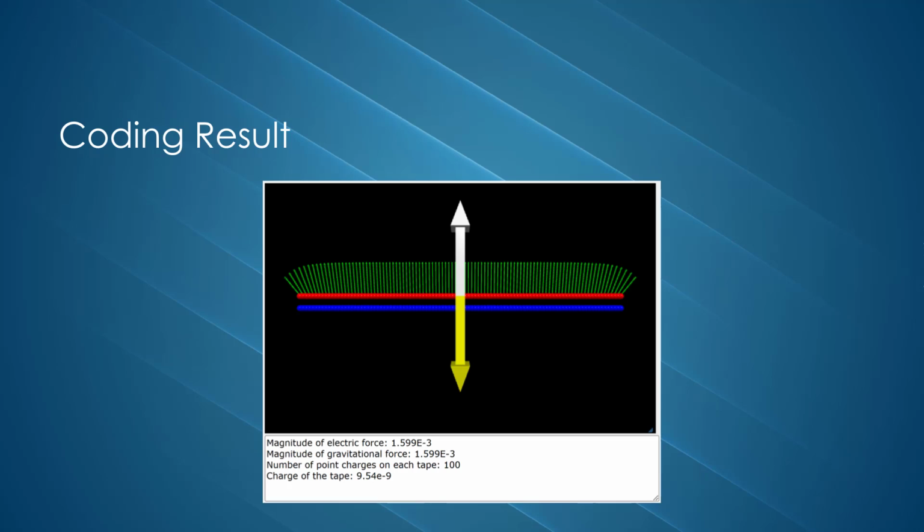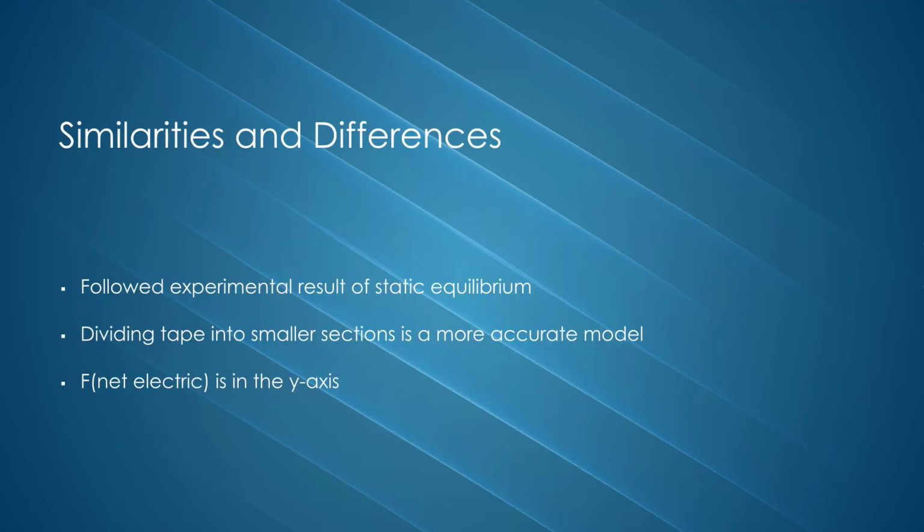Here are our results. The green arrows represent the net electric field at each specific point charge. The white is the net electric force acting on that entire line of red point charges. And the yellow is the net gravitational force of the entire line of point charges.